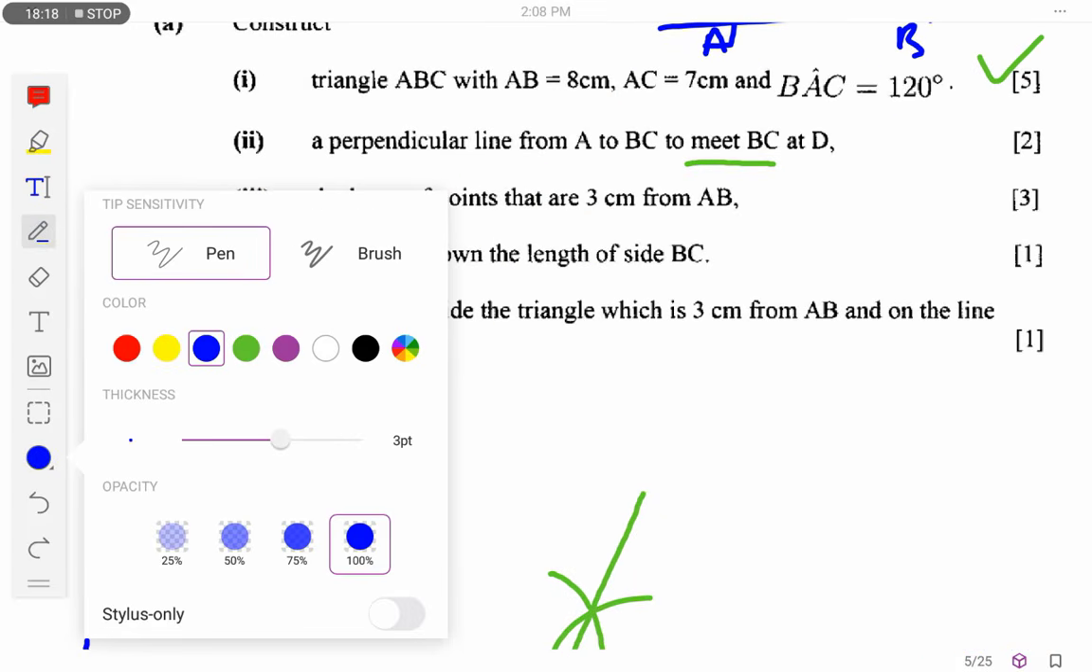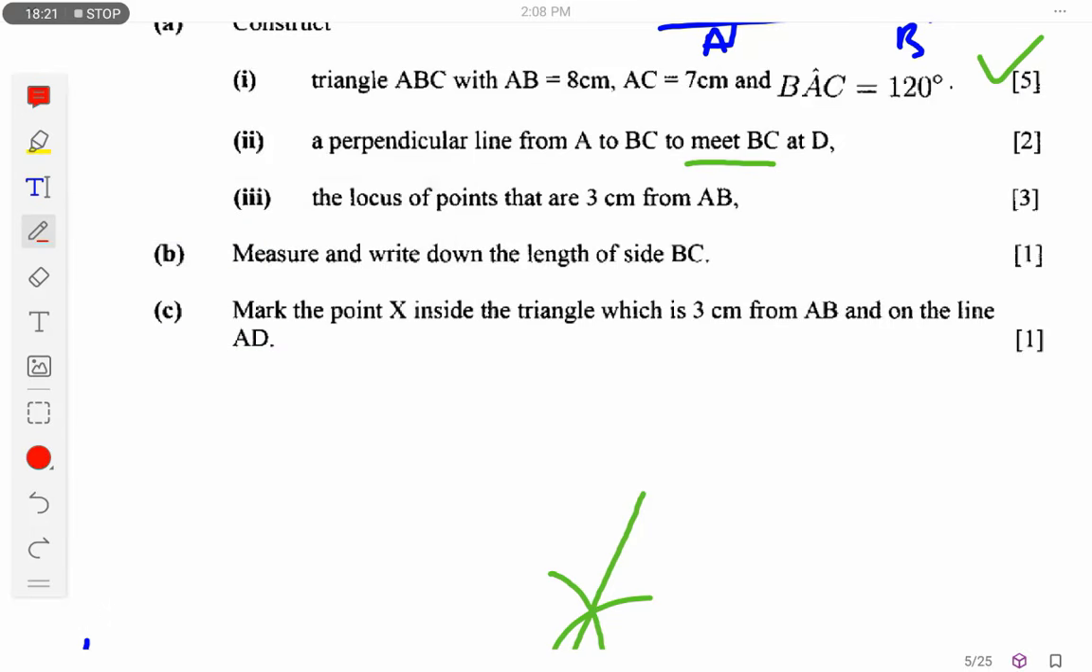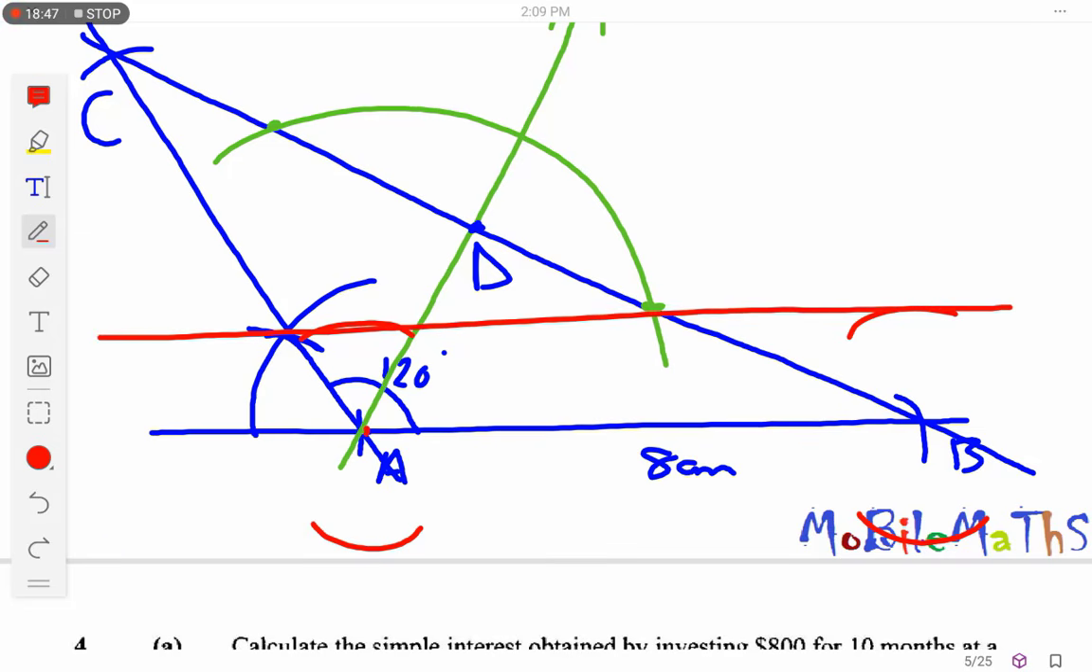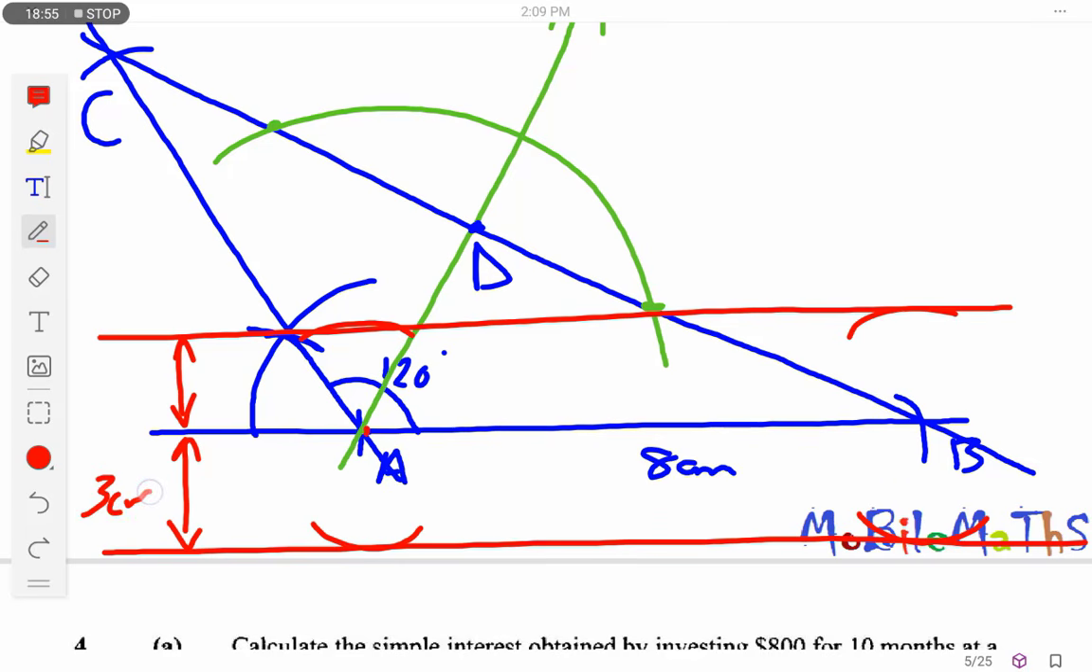Now it's asking us for the locus of points that are 3 centimeters from AB. So basically we are drawing 2 parallel lines that are 3 centimeters from AB. You measure your 3 centimeters. You can go to your point A, draw an arc of 3 centimeters at the top and 3 centimeters at the bottom. You go to B, 3 centimeters at the top and 3 centimeters at the bottom. Then you draw a straight line that joins those curves. So these are the 3 centimeters here, 3 centimeters there. That's why I was saying it's parallel.